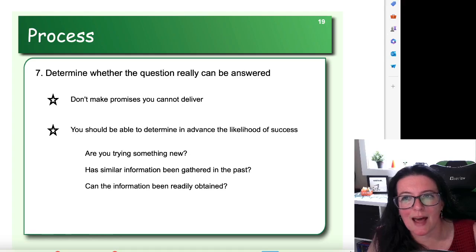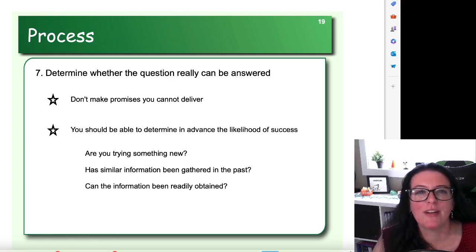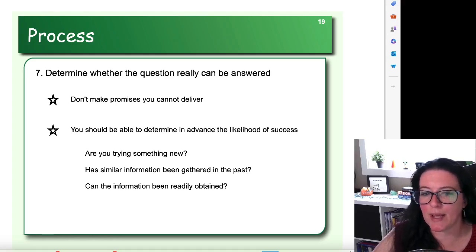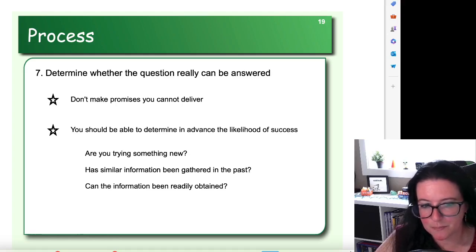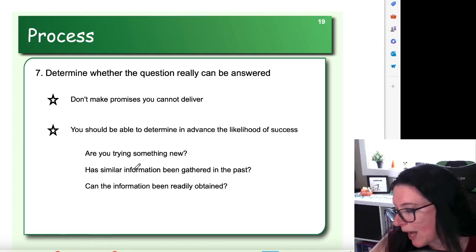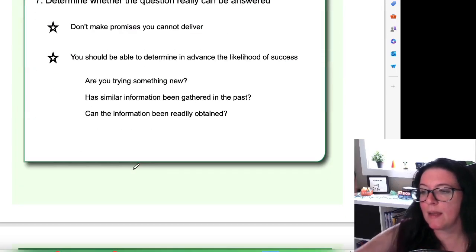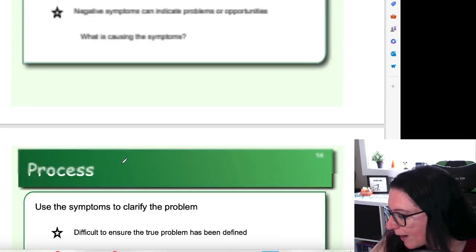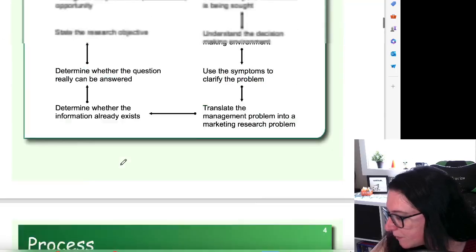And then the other piece to that is, can that information be obtained? Is that something that people would know if you gave them a survey, or they could answer it in a focus group or an interview? Is that something you could observe? You have to ask whether or not people will have that front of mind if they are asked about it. So is this information we can actually obtain and get people to tell us? We've got to make sure that if we do the research, it is something that we can be successful at.